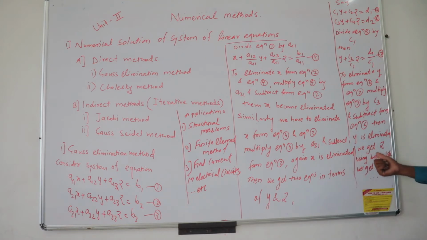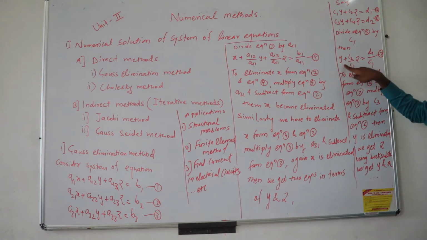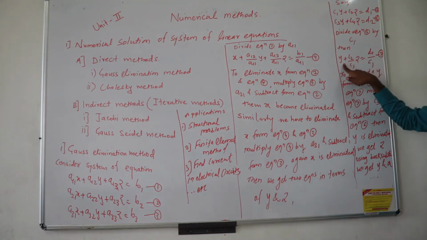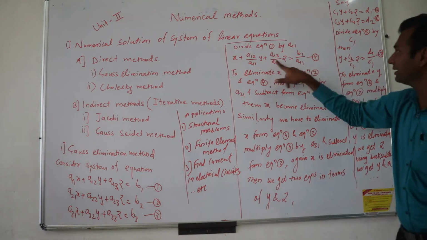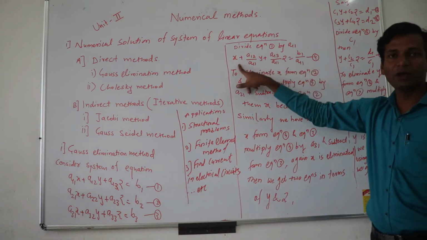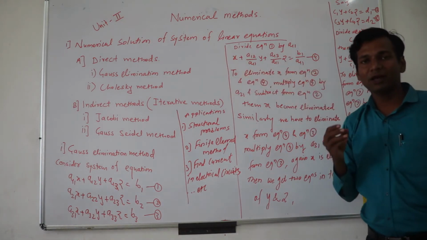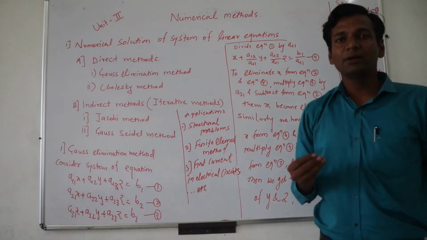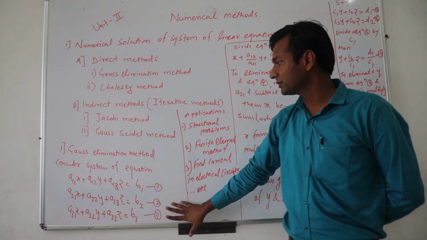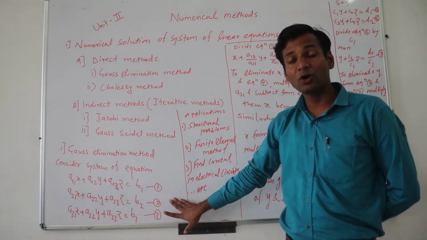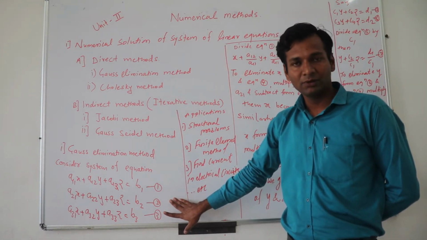See that once we get z, if I put z here, then we get the value of y. Means in equation number 7, if you put z, we get the value of y. Now we get two values, y and z. Again we put y and z in equation number 4, we get the value of x. That is, the values of x, y, z are the solution of this system of equations by the Gauss elimination method.